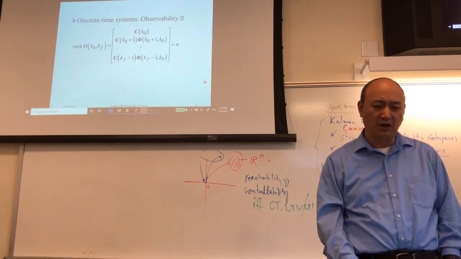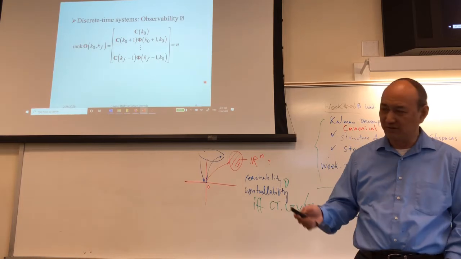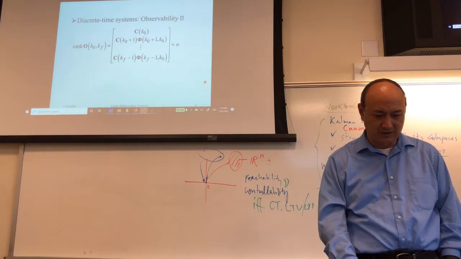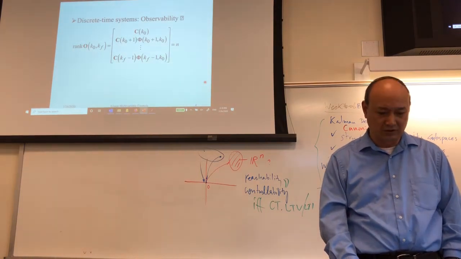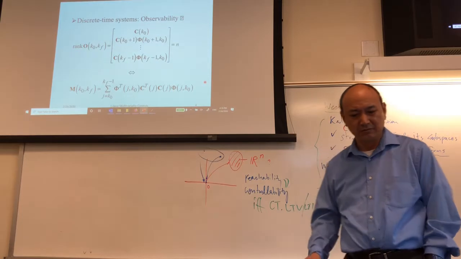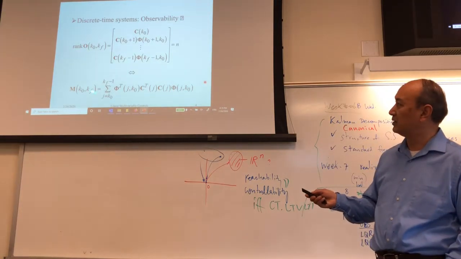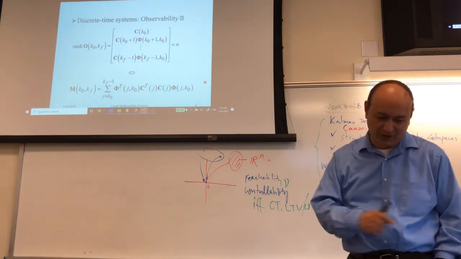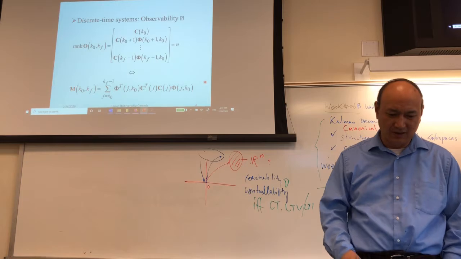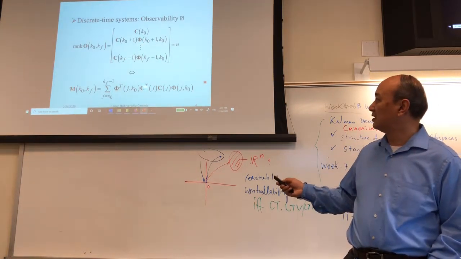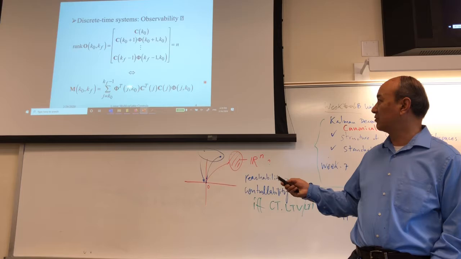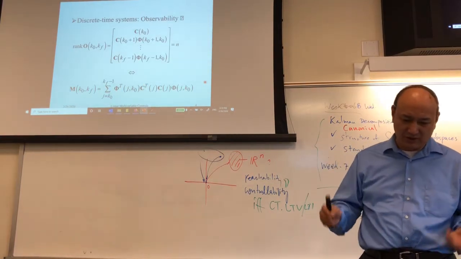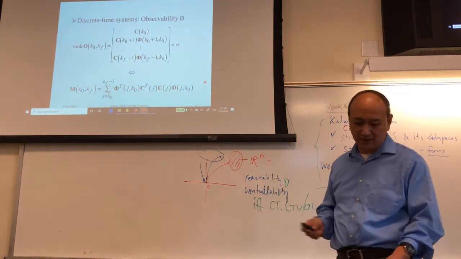Observability: you check the observability gramian. This is called the observability matrix gramian. This is called the observability matrix, involving the phi. This is the summation of phi C transpose, C transpose, and C phi. So again there is a one-to-one relationship between O and N. Okay, observability.